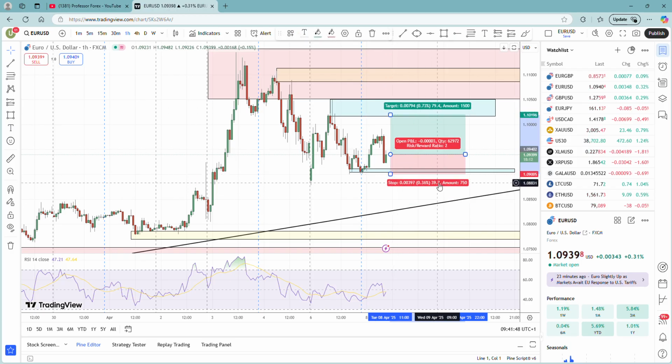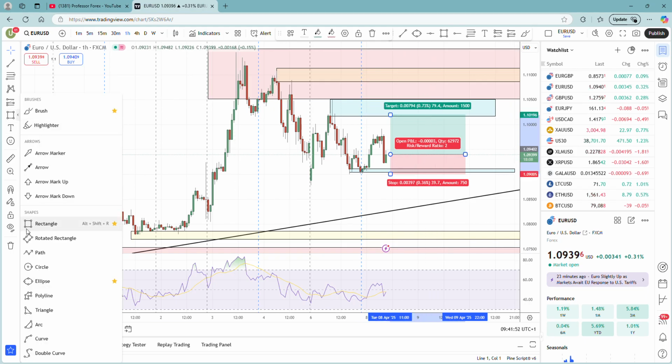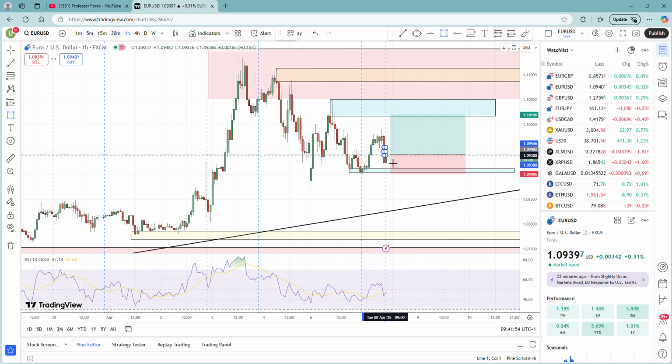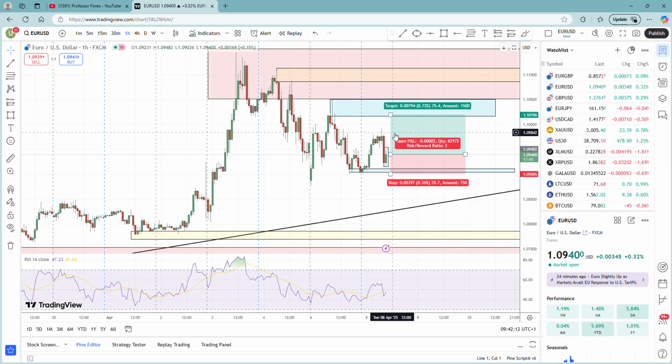My stop loss would be under here, so I'm risking 40 pips to make 79. It's quite a large stop loss. I only like to have a stop loss of around 10 to 15 pips, so we'll see if we can break that down even further. So that's how you trade Euro USD. Top to bottom breakdown analysis from the weekly to the daily, the H4 to the H1.